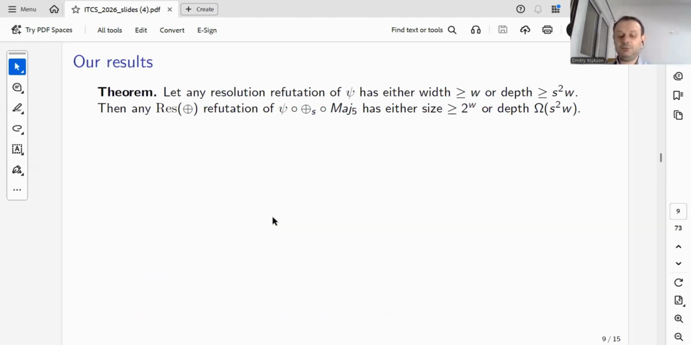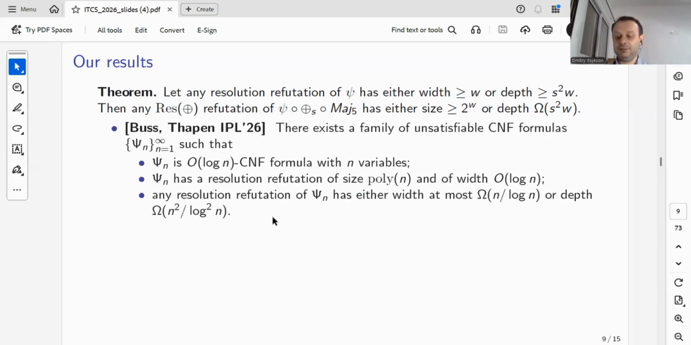If we start with a formula that requires resolution width at least w, then we can ignore the depth condition and obtain simply lifting for resolution width. We combine our result with the supercritical trade-off by Buss and Thapen.